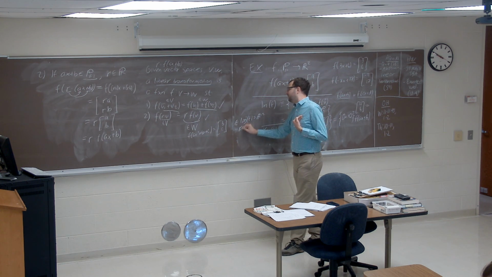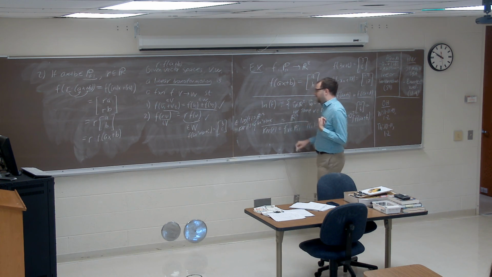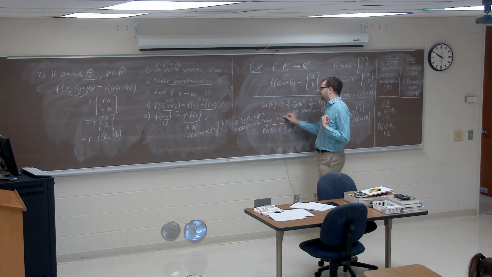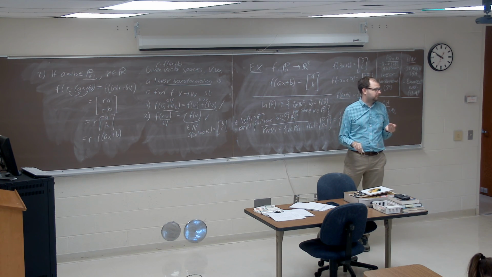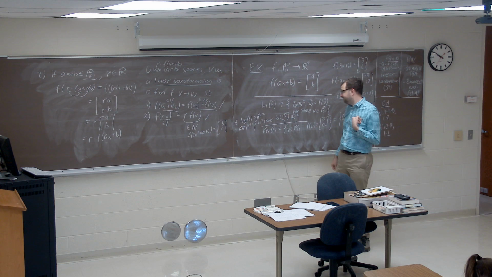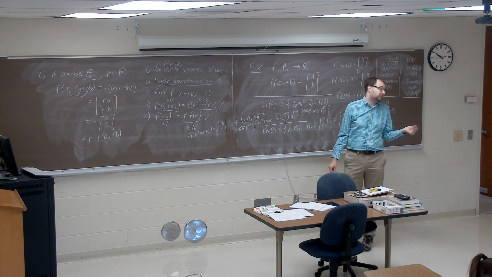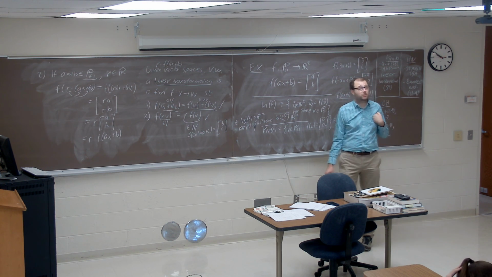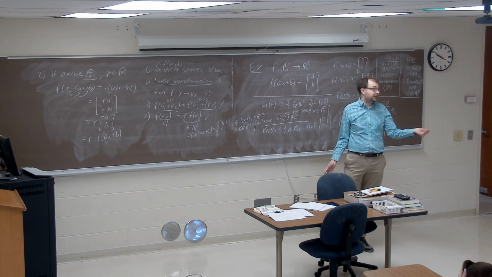I think the kernel of this would be the set of all polynomials ax squared plus bx plus c where b and c are equal to 0. It wouldn't be trivial because you could still have something like x squared be in the kernel, or 2x squared, or 5x squared, or negative pi x squared. So that would have a non-trivial kernel, but it'd still be a linear map.